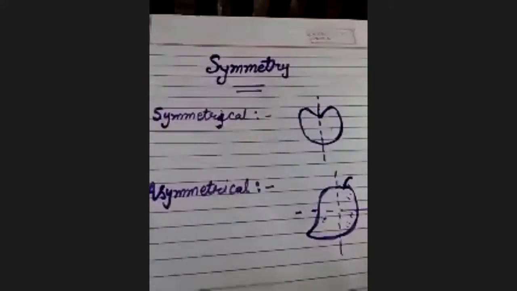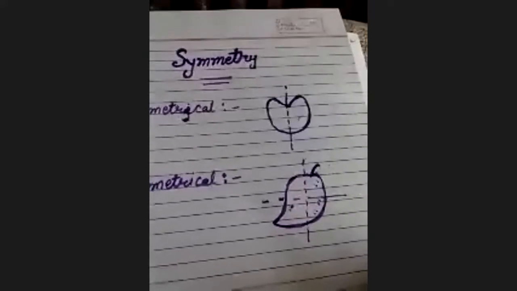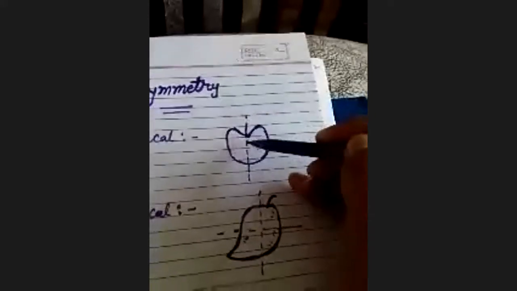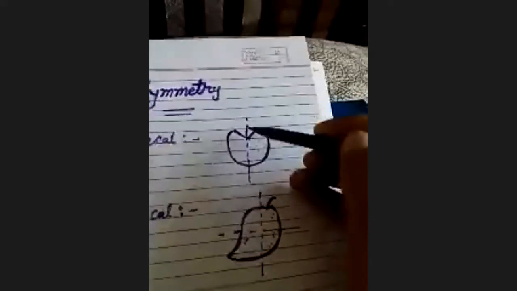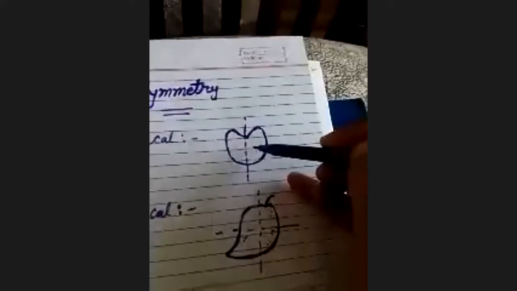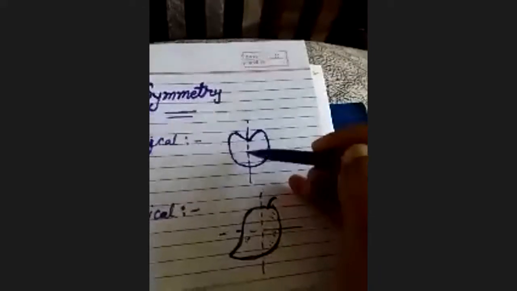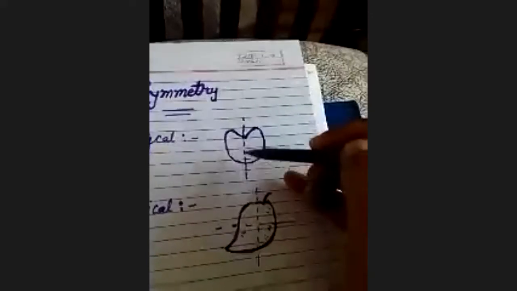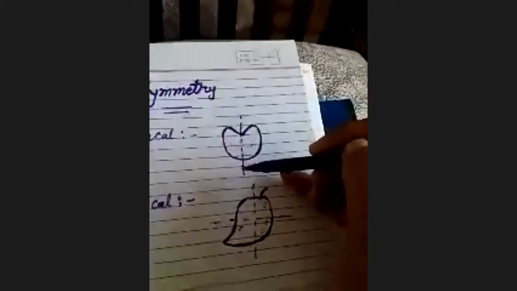Clear, students? Now, what is line of symmetry or axis of symmetry? A line or a cut which divides this object into two equal parts. This line is known as line of symmetry or axis of symmetry.